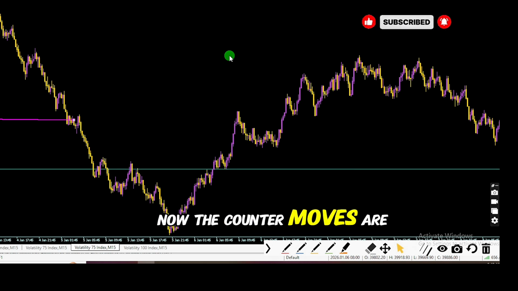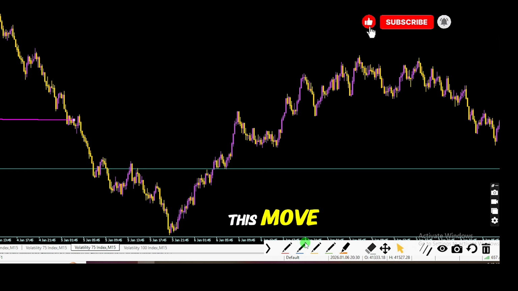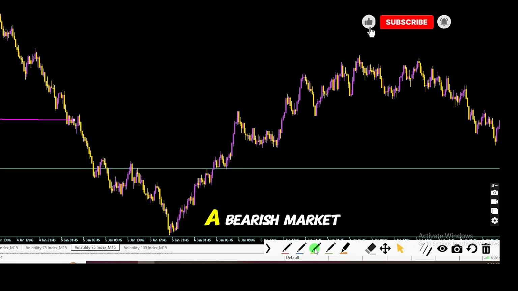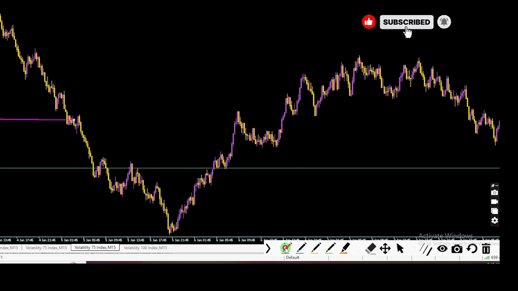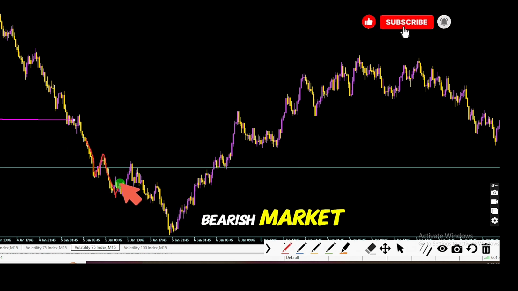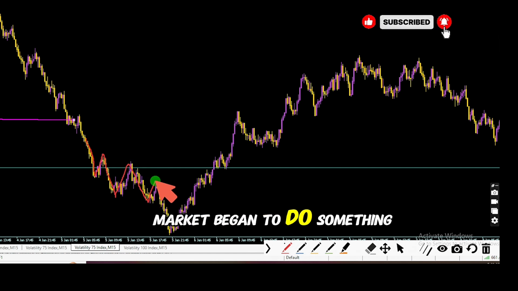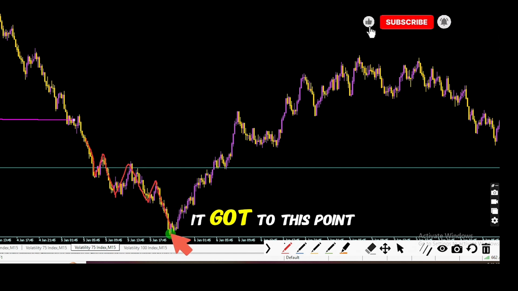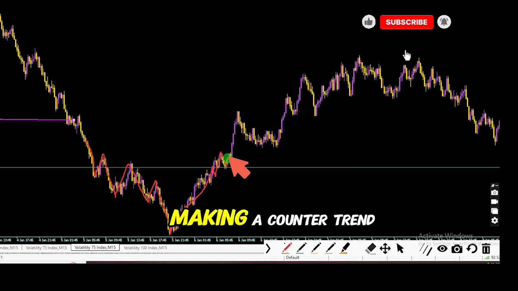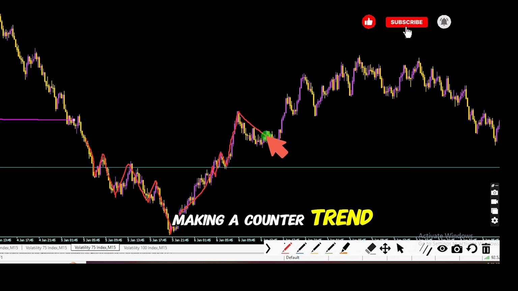Now the counter moves are this move. Of course, from our H4 we know that this is a bearish market, but then despite being a bearish market, it began to do something. It got to this point and it bounced and started making a counter trend.